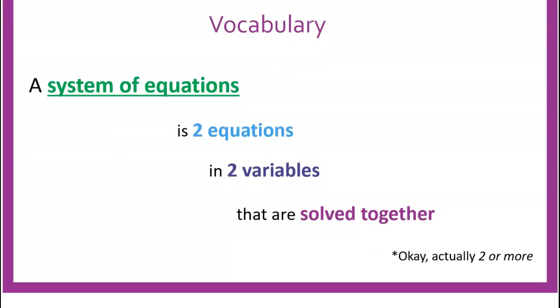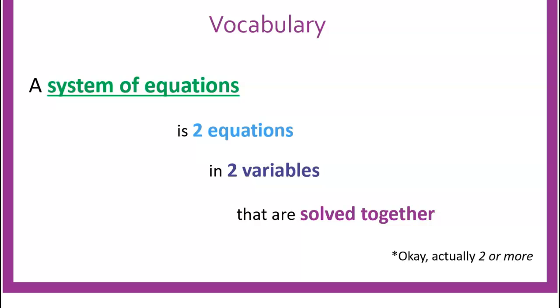Now this whole unit is about systems of equations and systems of inequalities. And what we mean by that, we're going to define that now. A system of equations is two equations in two variables that are solved together. And actually it can be more than two. It can be three variables in three equations. Usually the number of equations and the number of variables will match, but not always.